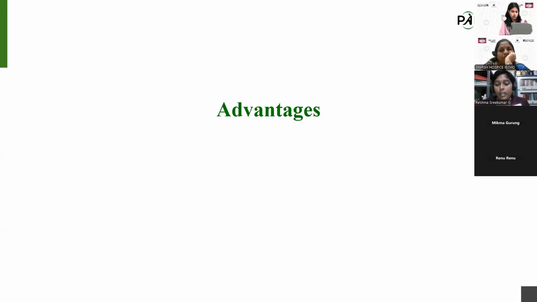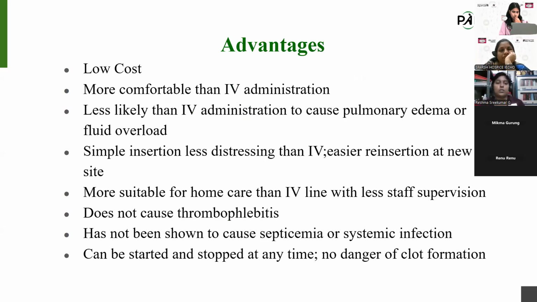The main advantage of subcutaneous infusion is that it is low cost. We know one IV cannula costs around 150 plus, but a scalp vein set costs less than 50 rupees. So it is very low cost and more comfortable than IV administration. We know most of our patients are after receiving chemo and radiation. It is very difficult to get a patent IV line. In those situations, it is more comfortable for the patient and for the family members to administer a subcutaneous infusion.